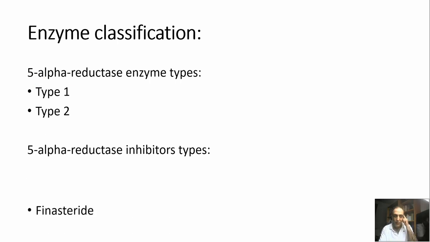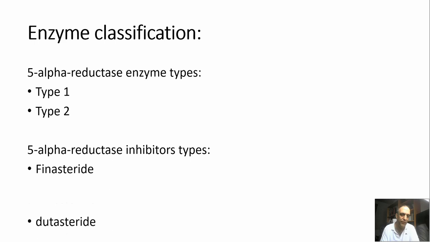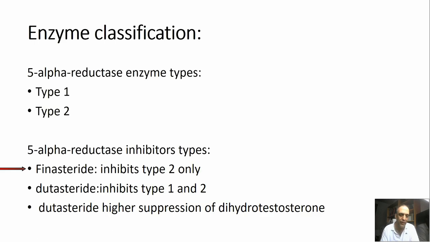5-alpha reductase inhibitor types: first is finasteride and dutasteride. Finasteride inhibits type 2 only, and dutasteride inhibits type 1 and 2. Dutasteride gives higher suppression of dihydrotestosterone, it is more active and stronger. We can use finasteride for example for baldness, but dutasteride we mainly use for benign hyperplasia of the prostate.